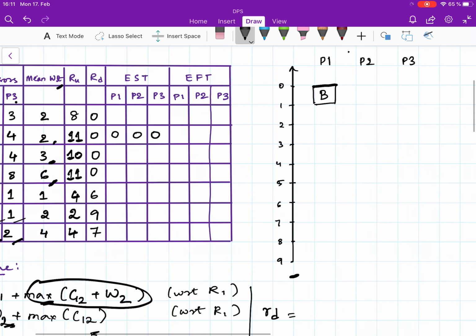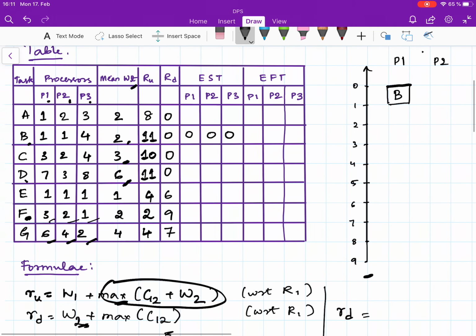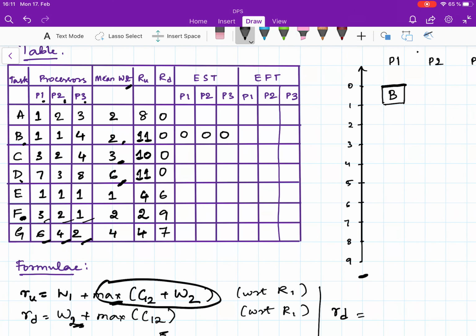Alright, so now the finish time. Okay, how do you calculate the finish time for this? So basically add the start time to the processor execution values for P1, P2, P3. That means you add 0 and 1 here, and 0 and 1 here, and 0 and 4 here. So the AFT for this would be 1, 1 and 4.